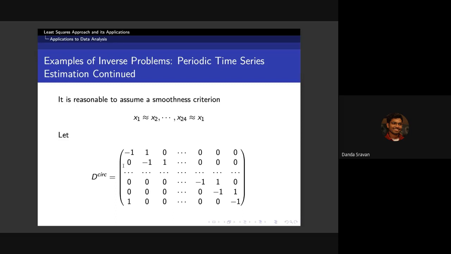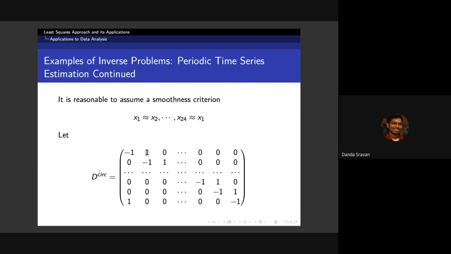So instead of solving this directly, it's reasonable to assume that my sales in a particular hour, say 7 p.m. to 8 p.m., would be very close to 6 p.m. to 7 p.m. sales, as well as 8 p.m. to 9 p.m. sales. So the neighboring things we expect to not differ by much. So this is some kind of a smoothness criterion, and this can be encoded with this particular matrix.